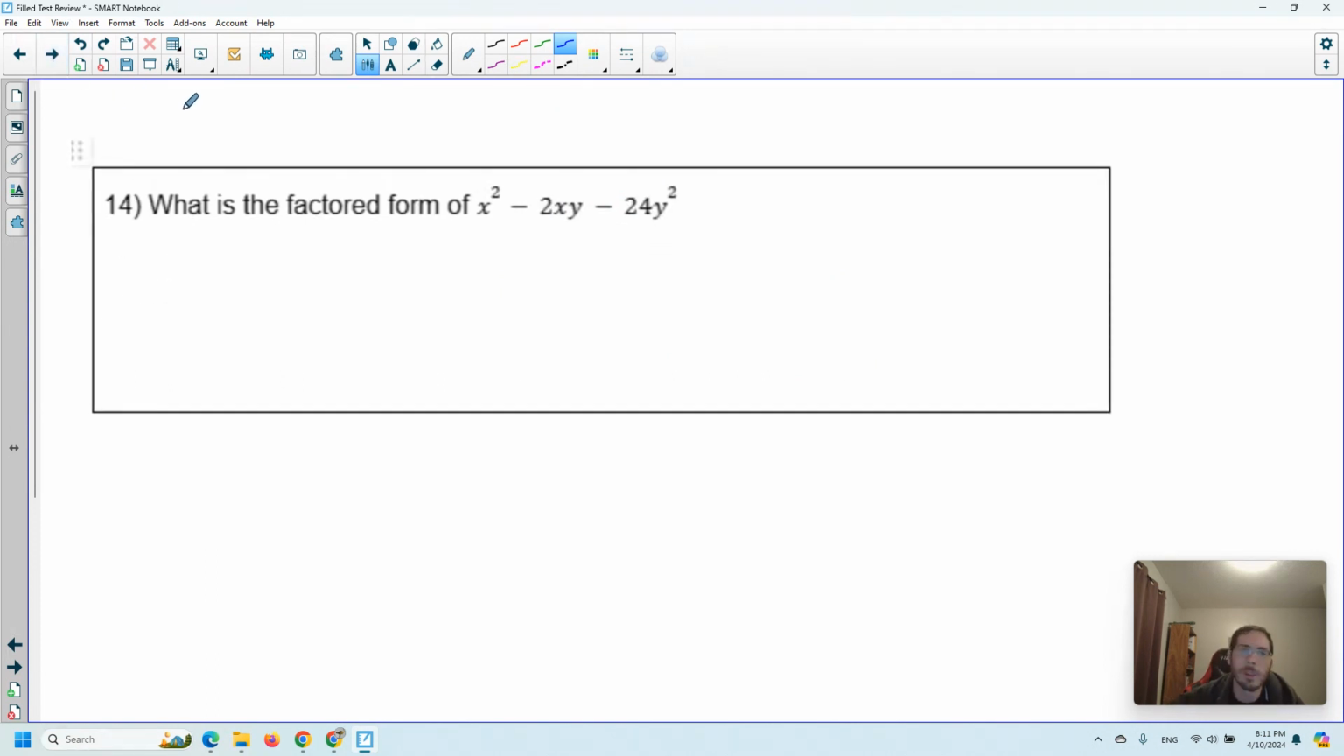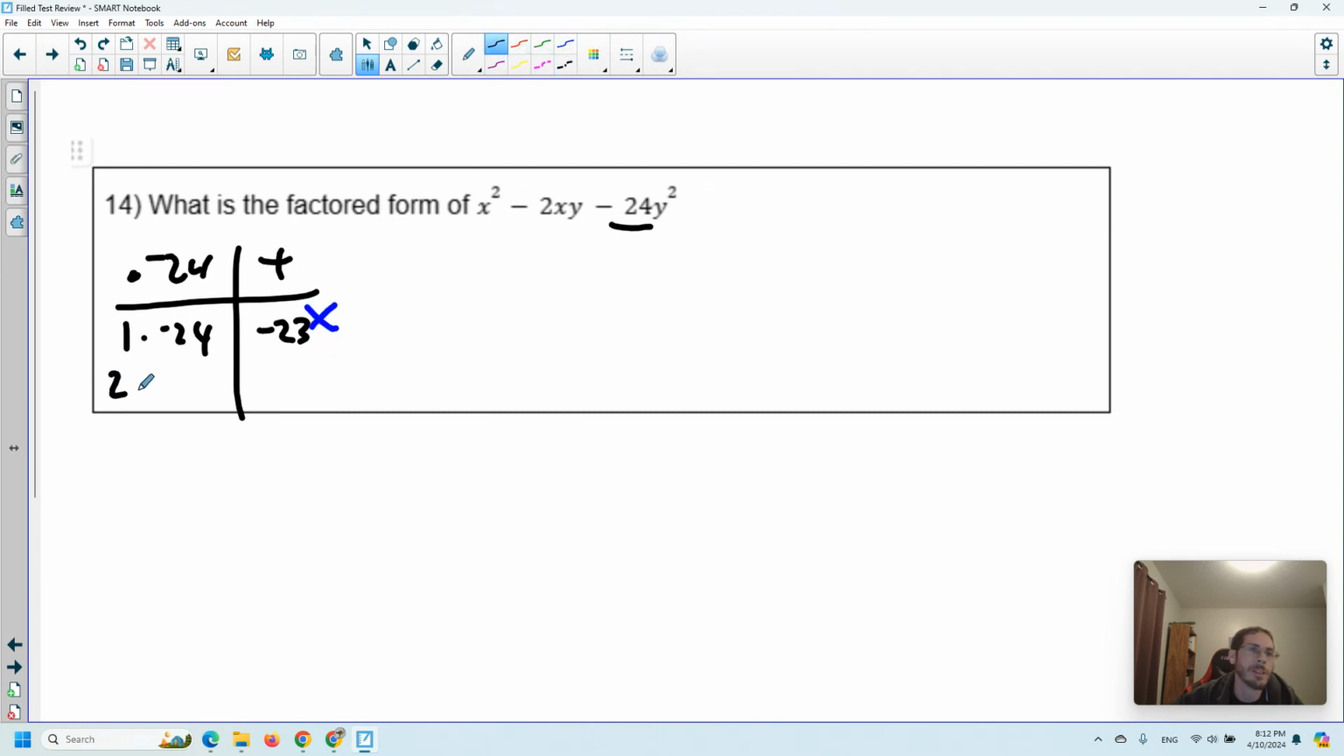For 14, kind of the same thing. Again, we did a few of these in class. We said if we've got these y's on the end, we're just going to ignore them and put them in at the end. We're looking for things that multiply to negative 24. So again, I'm just going to be lazy and try 1 and negative 24. If I add those up, I get negative 23, which is not what I want.